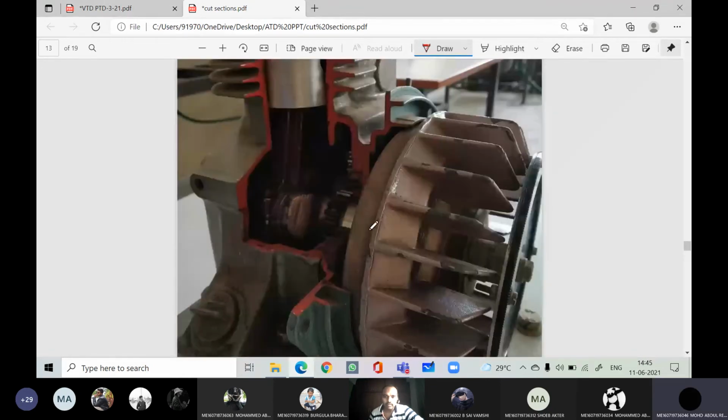Sir, in a four-stroke engine, are we putting the oil? In a four-stroke engine there will be a dedicated crankcase. Within the crankcase we pour the lubricating oil. Here you can see one opening. In a two-stroke engine, along with the petrol, we are mixing the lubricating oil.